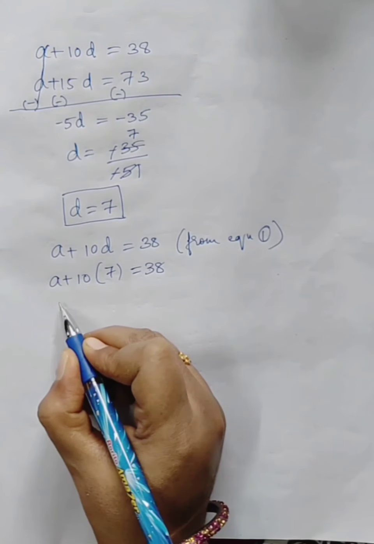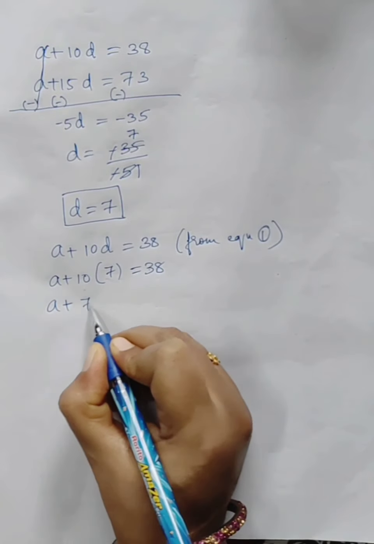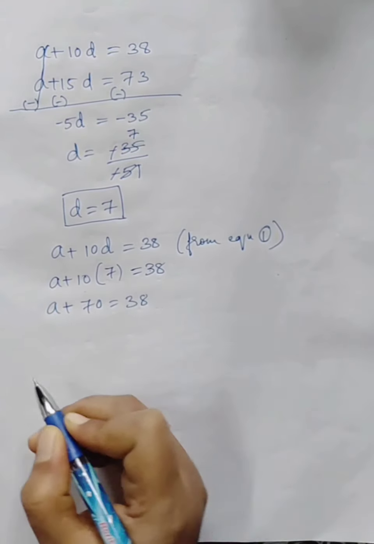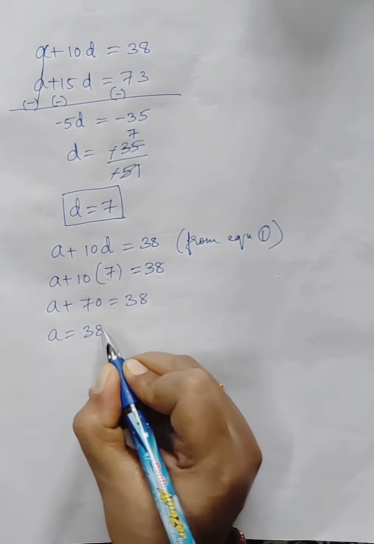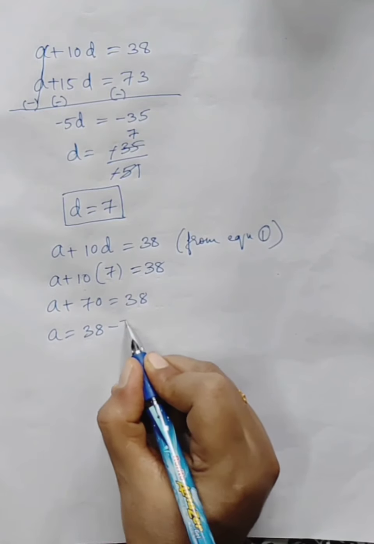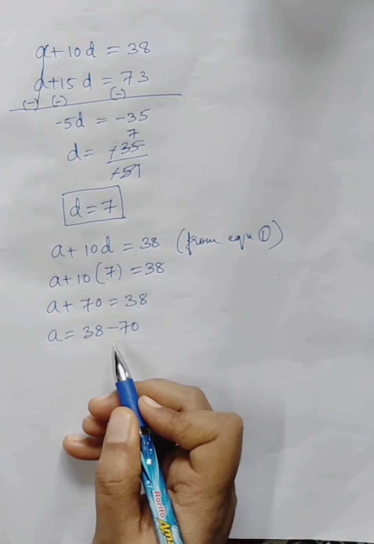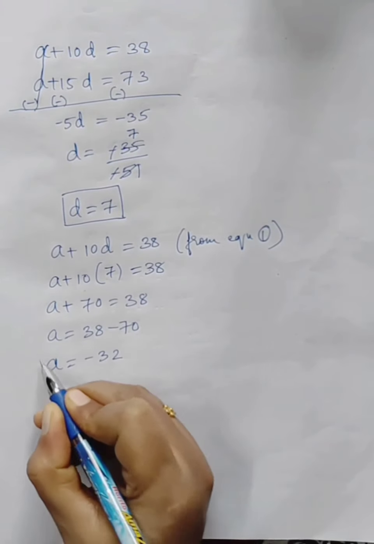Okay, so A plus 10 sevens are 70, which is equal to 38. The next is A is equal to 38 minus 70. Shift here, sorry, plus 70 shifted here will become minus 70. So 38 minus 70 is what? How much? A is equal to minus 32.